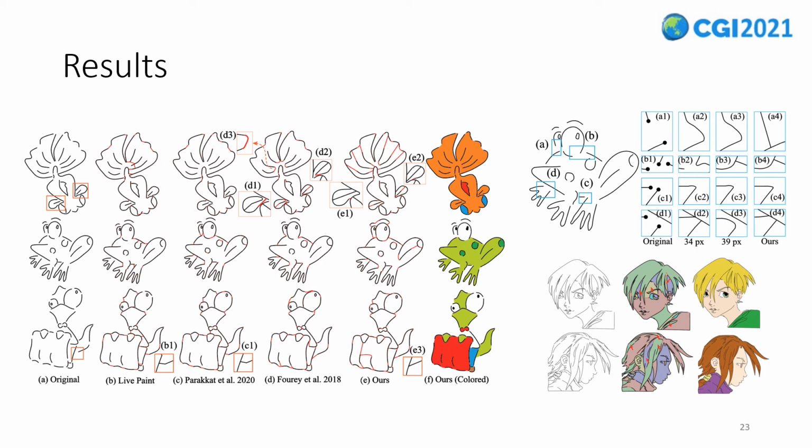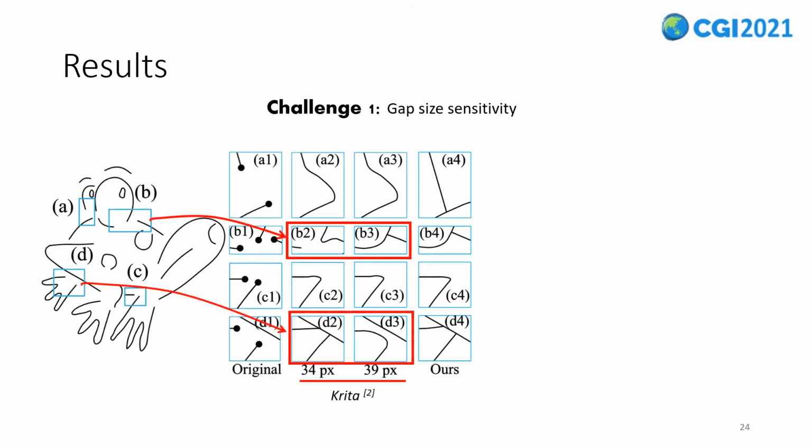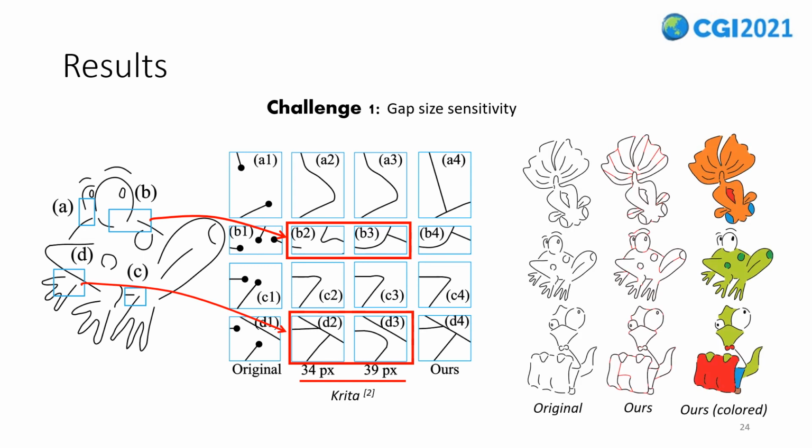We have done experiments to compare our method with some state-of-the-art methods. As mentioned earlier, a challenge of gap closing is gap size sensitivity. For example, in Krita, when gap size changes, the results are not consistent, like this. In our method, we compute a size so that the user does not have to worry about the selection of appropriate gap sizes. As we can see from the results, our method performs well. The gaps are properly closed.